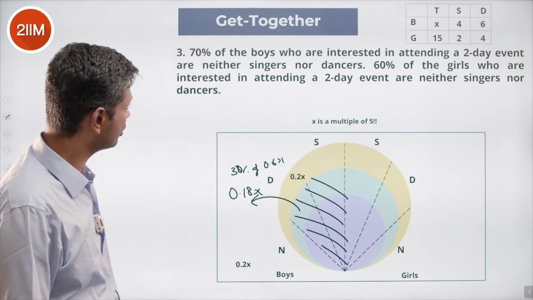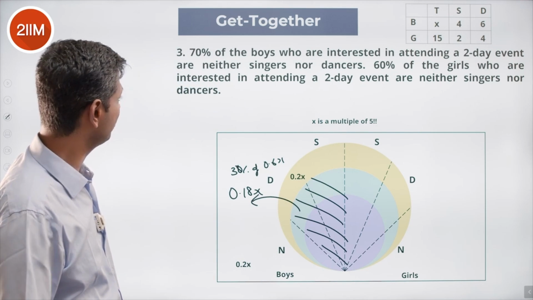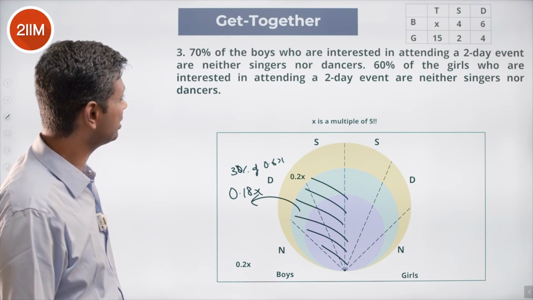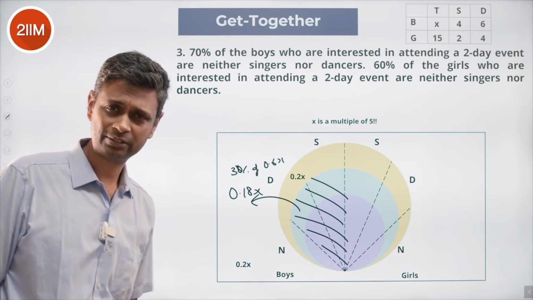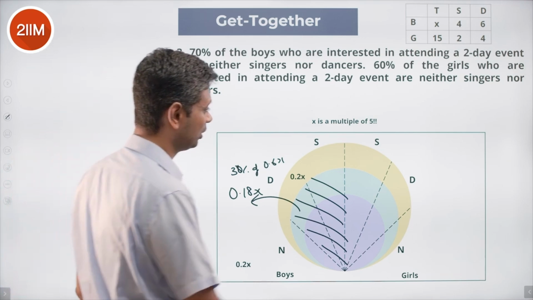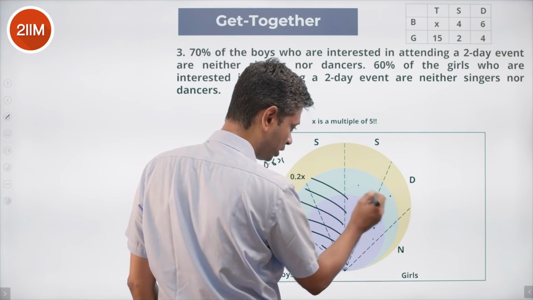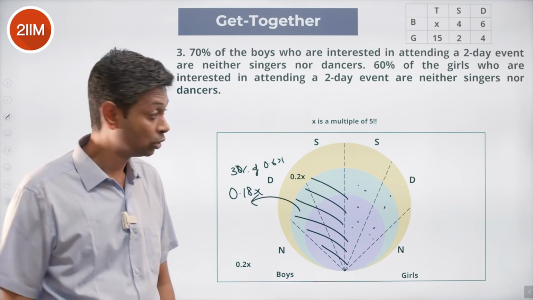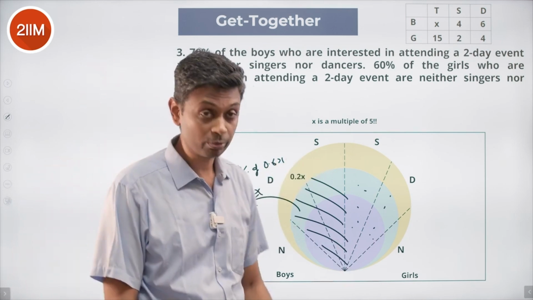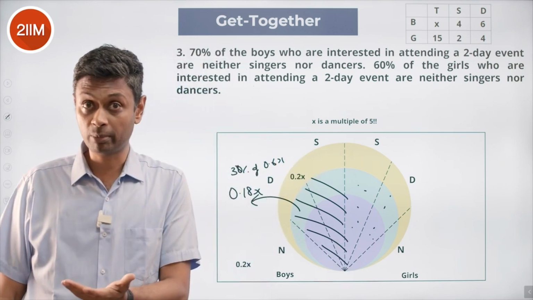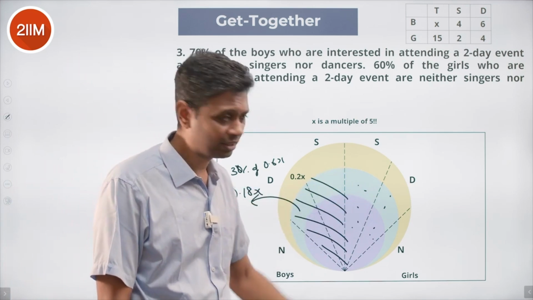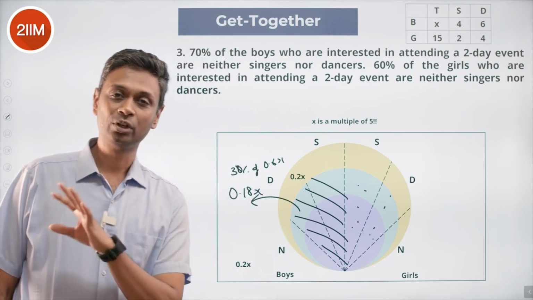60% of the girls who are interested in attending a 2-day event are neither singers nor dancers. So 2-day event, 40% of them would be singers or dancers. 40% would be singers or dancers. So this singer and dancer put together is 40% of the total number. 40% is 2 by 5. The total number for the 2-day event should be a multiple of 5. Total number of girls should be a multiple of 5. And this number here, all put together, singer and dancer, is 40% of something. So it should be a multiple of 2.